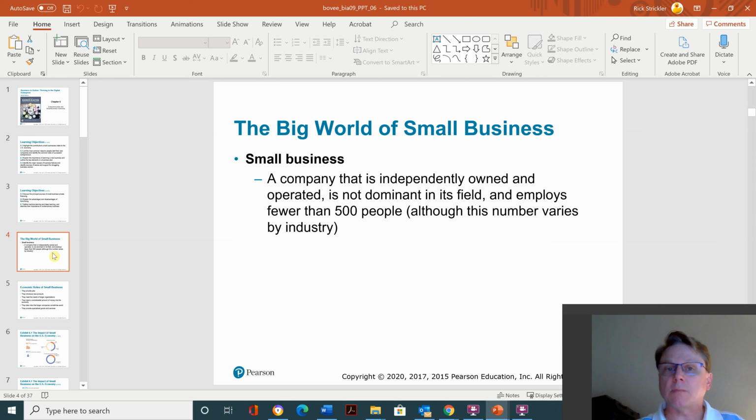Big world of small business. A small business is a company that is independently owned and operated, is not dominated in its field, and employs fewer than 500 people. So if you have a business and you employ 490 people, and you're not the dominant business, you're considered a small business. I've never thought of a company that employed 490 people as a small business, but that's the definition of a small business.